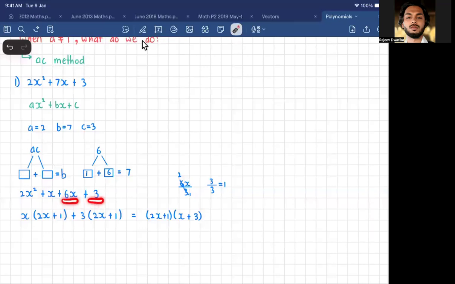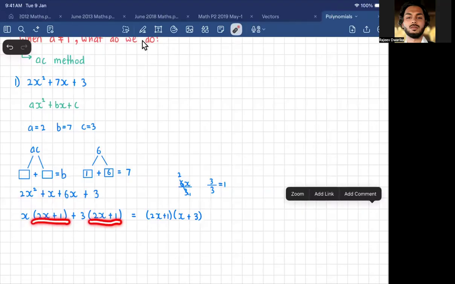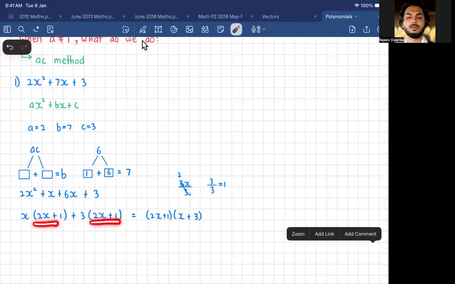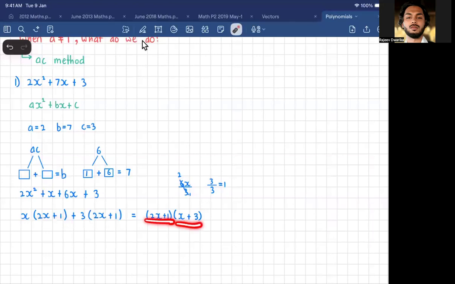6 and 3, they have 3 in common. That's the greatest common factor. So if I pull out 3 from that, it's going to be 2x for 6x. And if I pull out 3 from 3, it's just going to be 1. Then note that we have 2x plus 1 on the left side and the right side. Remember, we divided it. So what we could do is pull out 2x plus 1 from both. And if I do that, I'm going to remain with x plus 3 on the inside.